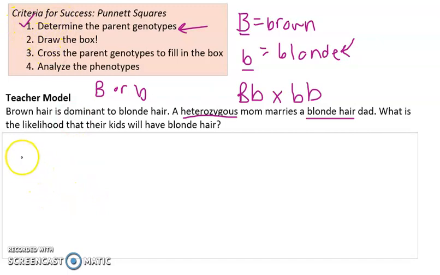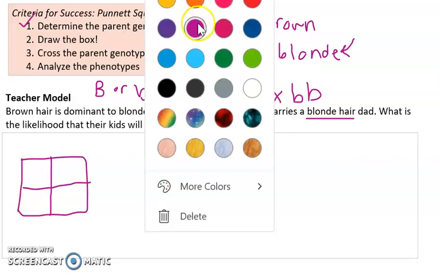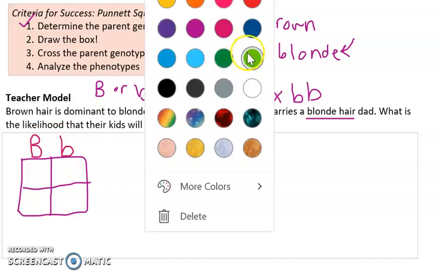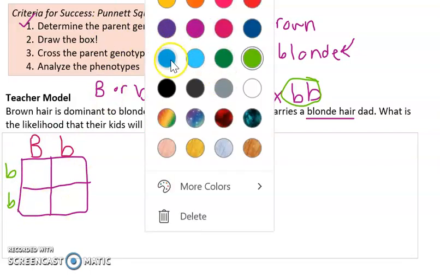Number 2 is draw the box. This box looks like this. It is a square. I probably should have done that bigger, and it has 4 little squares within. How I'm going to set this up is I am going to put mom up here; it doesn't matter where you put them. So she has a capital B and she has a lowercase b. I'm going to put dad on the other side. So dad is little b, little b, and I'm going to put him right over here.